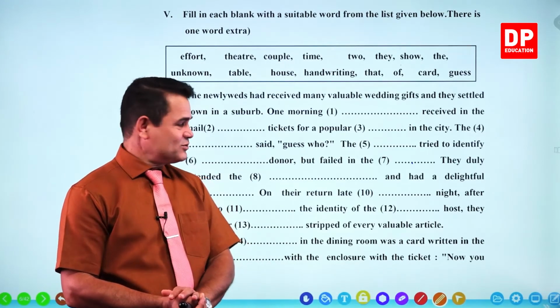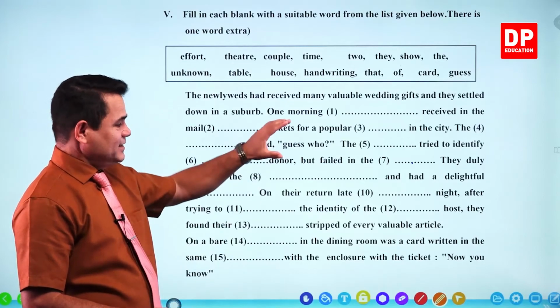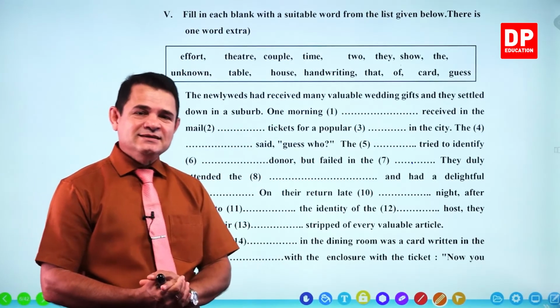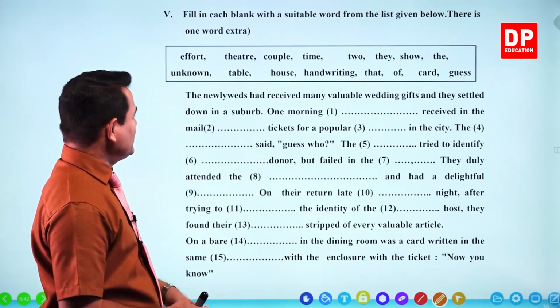So they got caught. Now you understood the story. The story helps us find the words easily. So that is the easiest way, right? Now let's try to fill in the blanks. Let's see now.